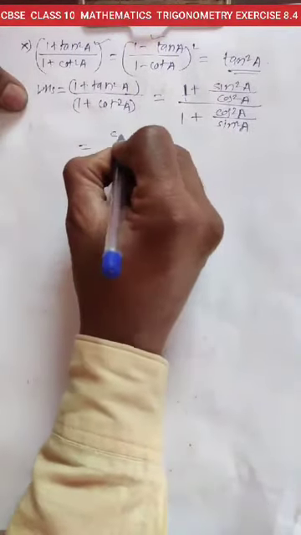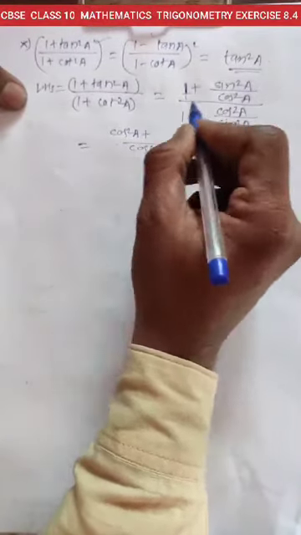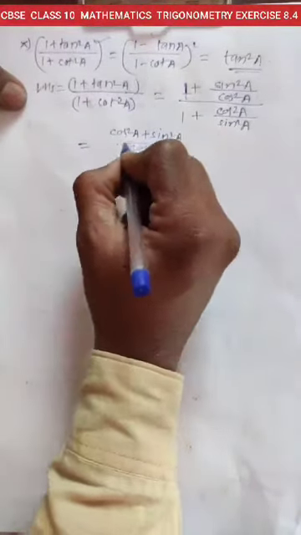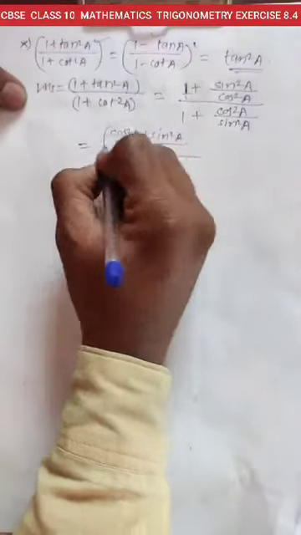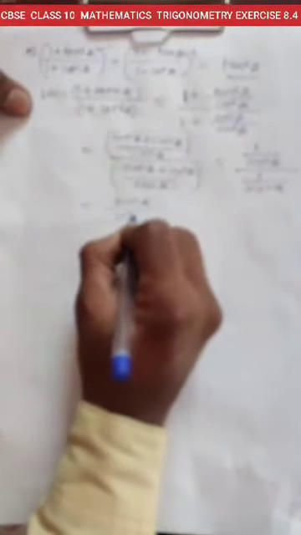Cos²A into 1, cos²A, plus 1 into sin²A, whole divided by, again here the LCM value is sin²A. Sin²A into 1, sin²A, plus 1 into cos²A. So using the identity, the value of cos²A plus sin²A is equal to 1, upon cos²A divided by 1 upon sin²A. So write it down as the inverse, the reciprocal value. So that means sin²A upon cos²A.